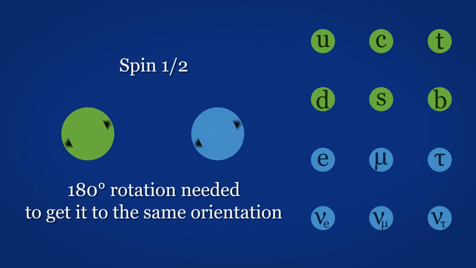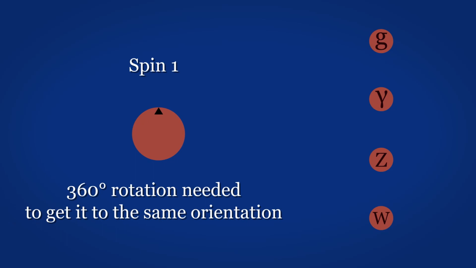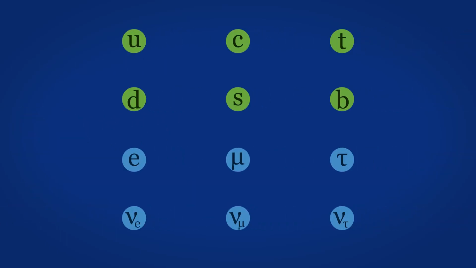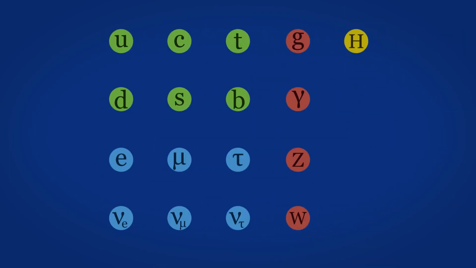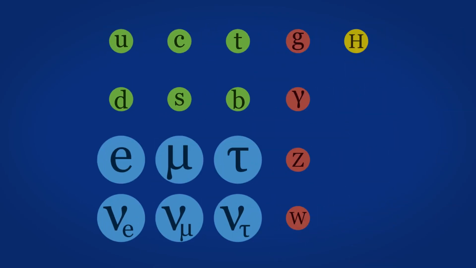Fermions have half-integer spin. Bosons have a whole spin. Fermions are distributed among generations. Each subsequent generation has greater mass. Finally, fermions are divided into quarks and leptons.